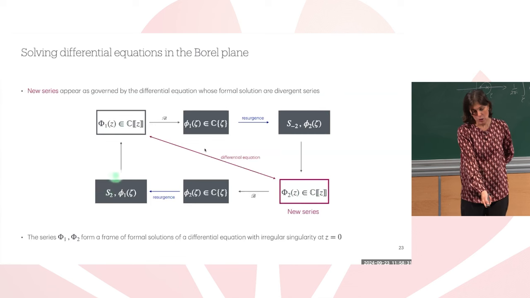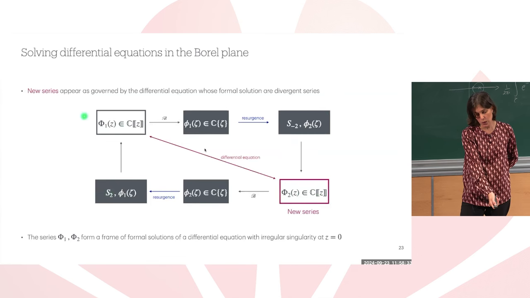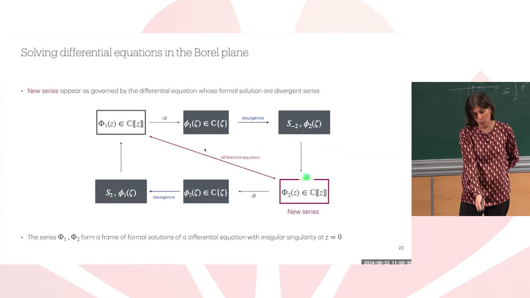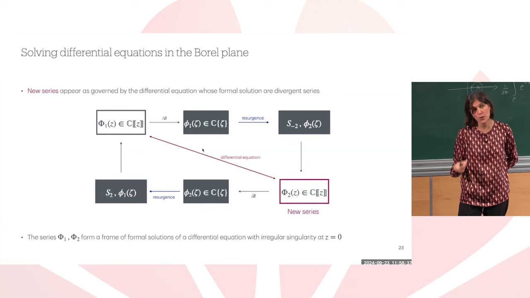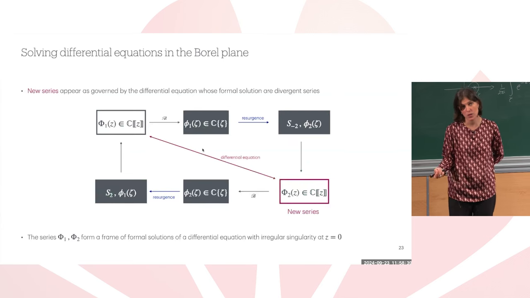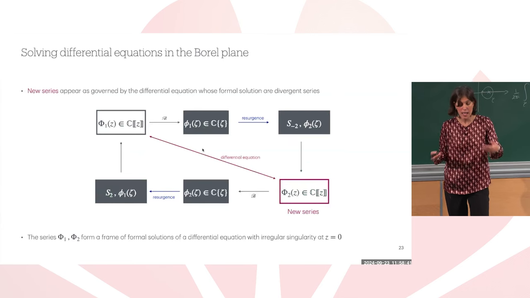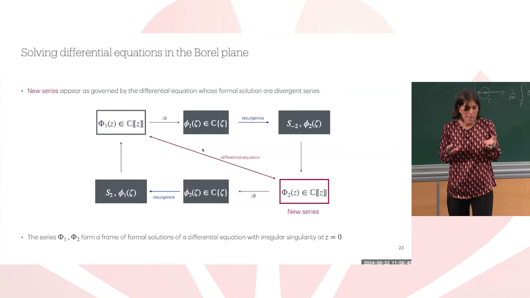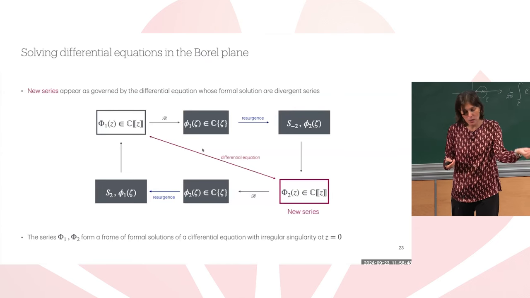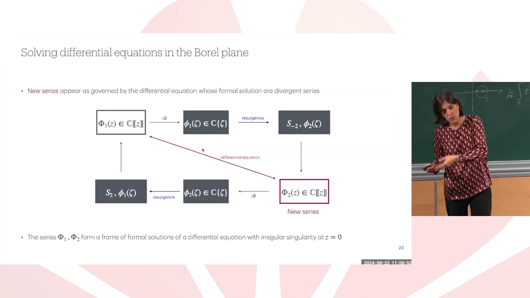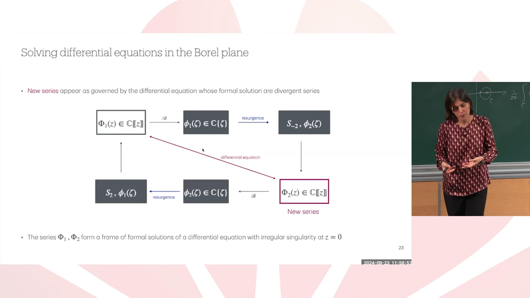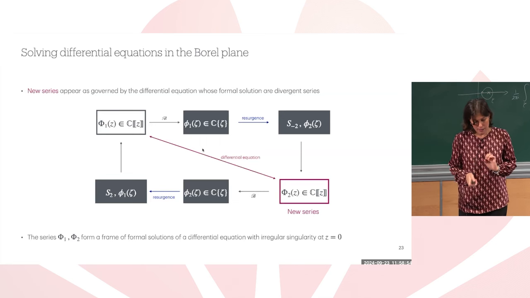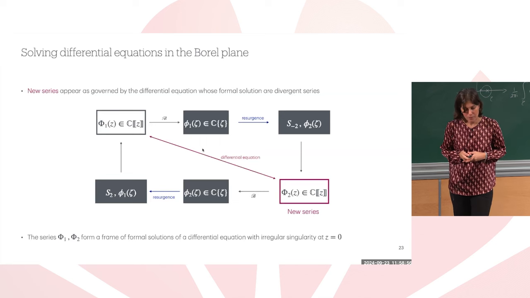And in fact, when you do this, the two divergent series, Phi 1 and Phi 2, are both formal solutions of a differential equation. So there is an underlying differential equation. And in a sense, you can even think you are solving the differential equation by starting with a formal solution and finding the other one using this technique of resurgence. Okay. So that's a way.